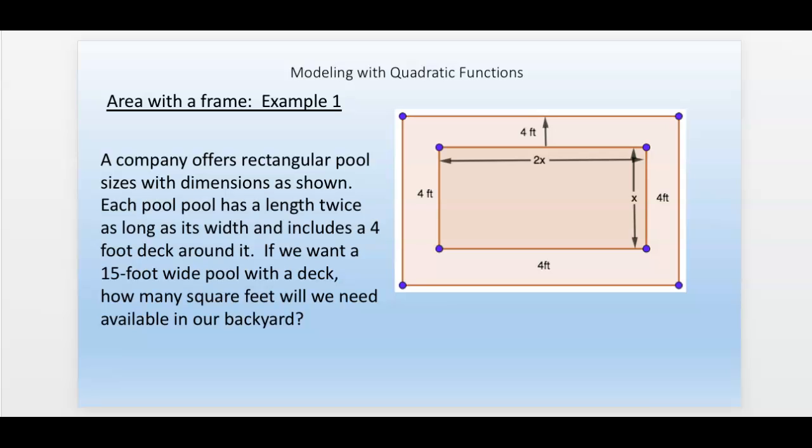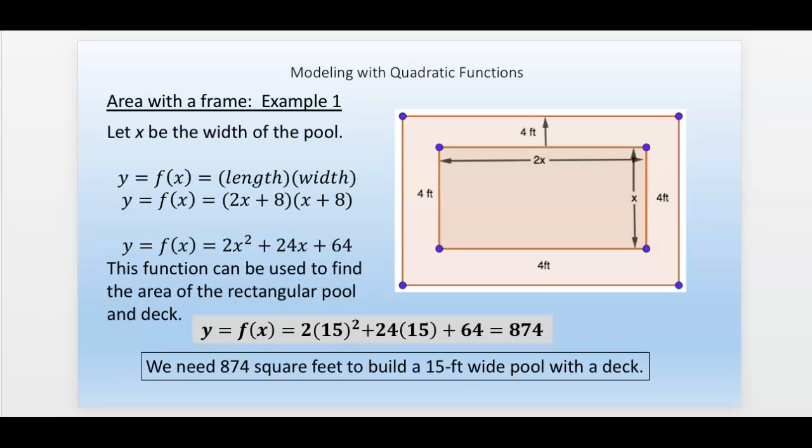First, the area with a frame as an example. A company offers a rectangular pool with the size dimensions shown. One side is twice as long as the other side, and it has a 4-foot deck around the outside. Now, if we want a 15-foot wide pool, how many square feet will I need available in my backyard for the pool with the deck?